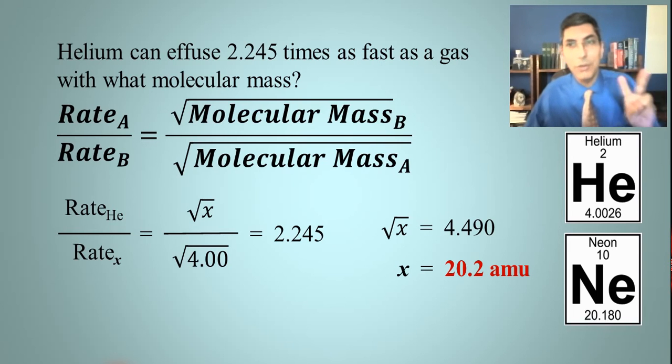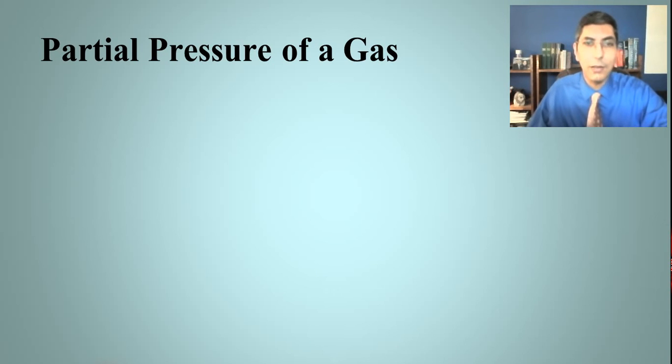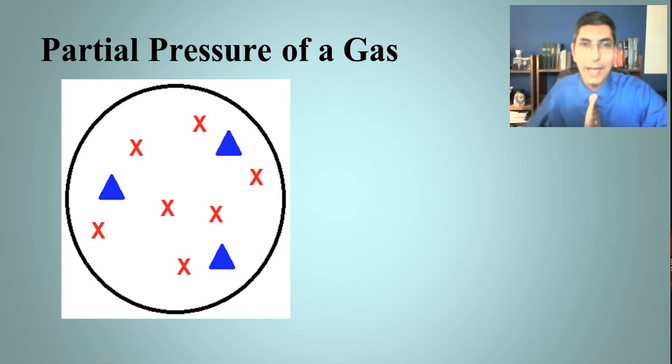Now, I promised you 2 gas laws in this video, 2 for the price of 1, so we're going to do one more, and that's determining the partial pressure of a gas. Now, before we start talking about partial pressure, let's take a look at a very simple example to kind of get our feet wet here. Let's say we have this gas container, maybe a flask or something that's all sealed up, and we have a total of 10 gas molecules in here. 3 of them are blue triangle molecules, I'm trying to keep it simple, and 7 of them are red X's.